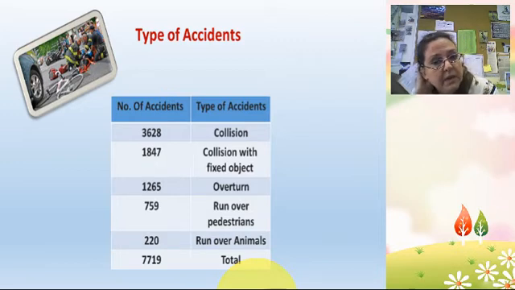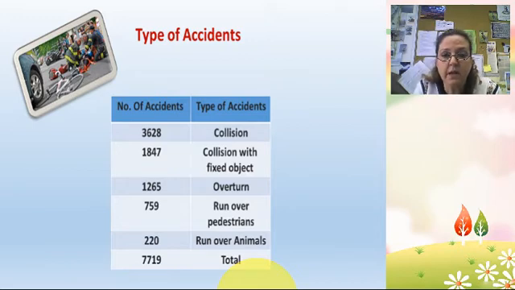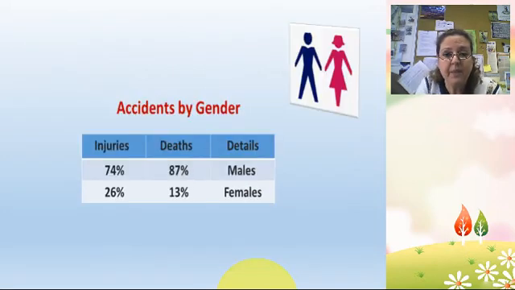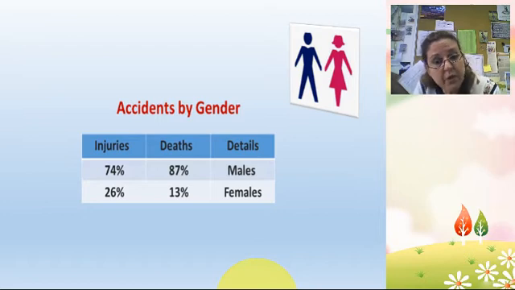We can see here that the highest number of accidents relate to collisions, in total almost 8,000 accidents, which is a frightening statistic. Next, let's look at accidents by gender. We can see that the deaths relate to males with 87%, while females are only 13%. Now, there could be various reasons for this data. It could be that there are fewer female drivers than male drivers. It could be that males take more risks than females. We don't have anything to support this in this presentation.